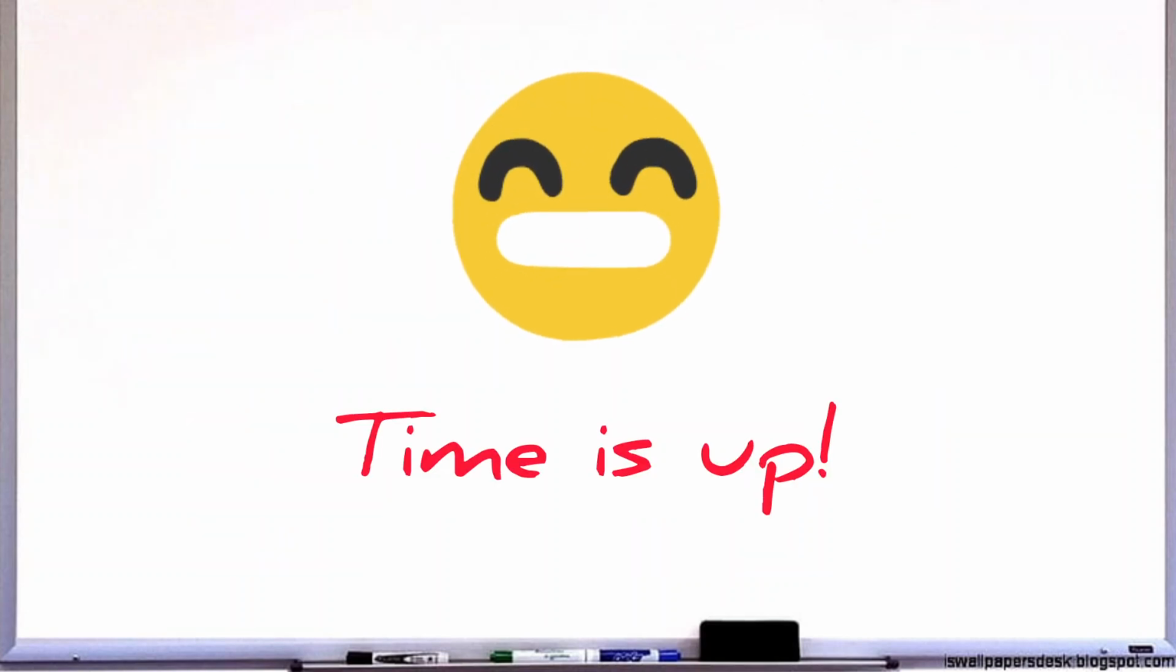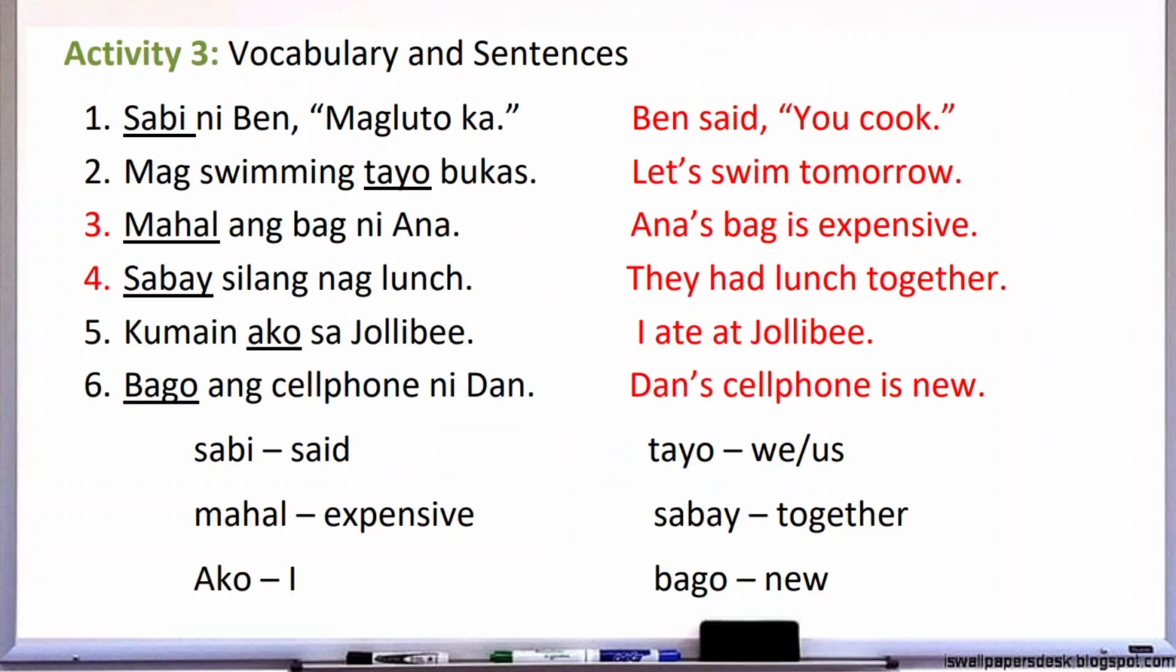All right, time is up. That was 60 seconds. You are going to read these sentences with me. So let's start with the Tagalog sentences first, and then let's read the English translation, okay? One at a time. All right, ready?